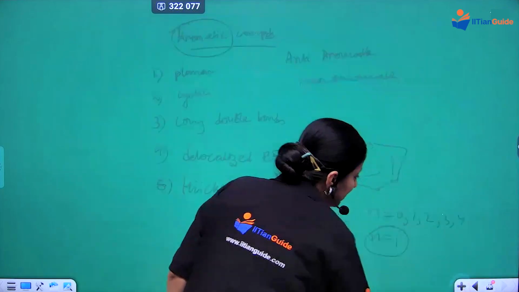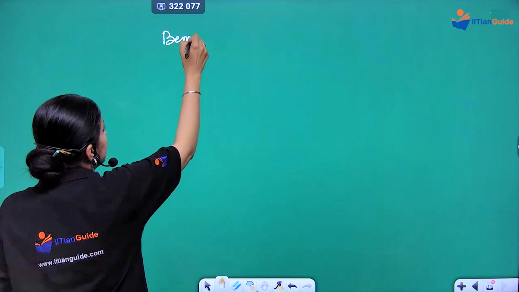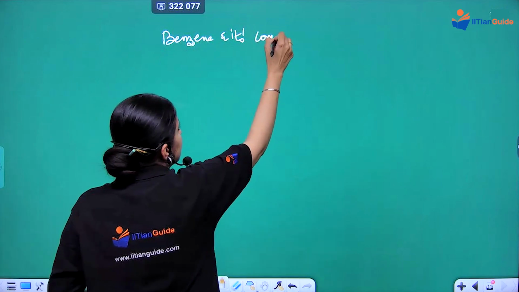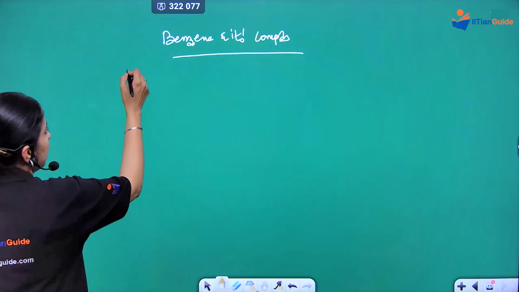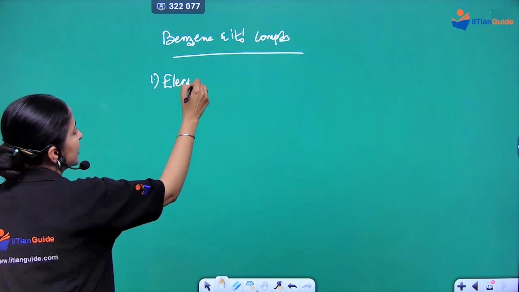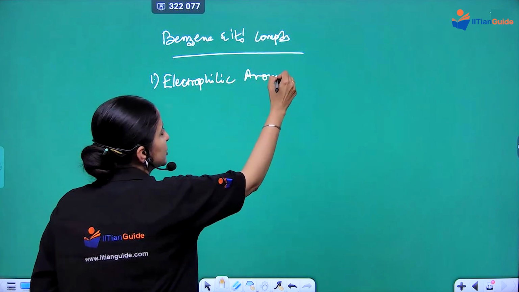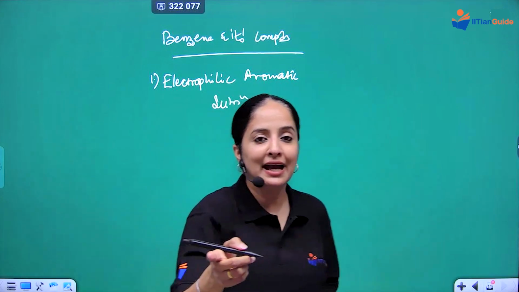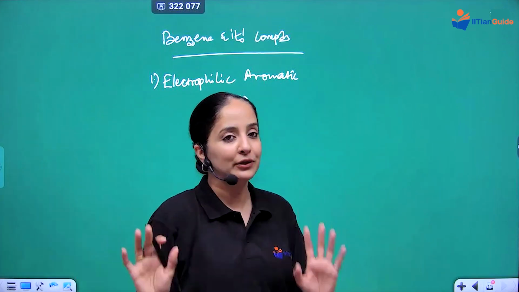One of the very famous reactions: benzene and its compounds, their chemical reactions and their types. First is your electrophilic aromatic substitution. Ma'am, what did you say? Substitution? You just said alkenes undergo addition reactions. Yes, beta, I only said they undergo electrophilic addition.